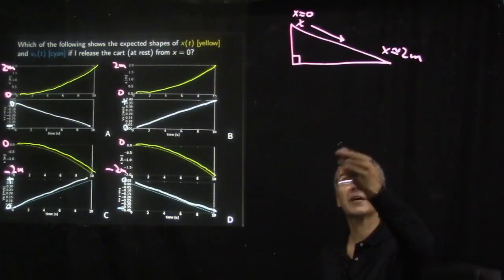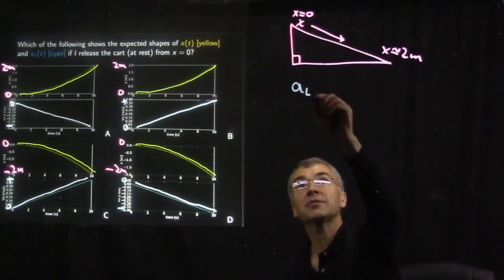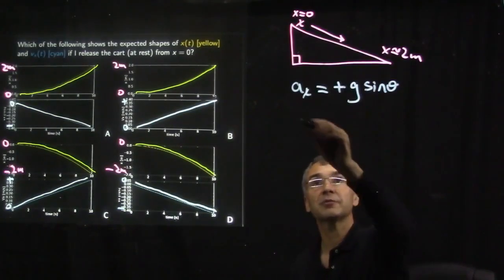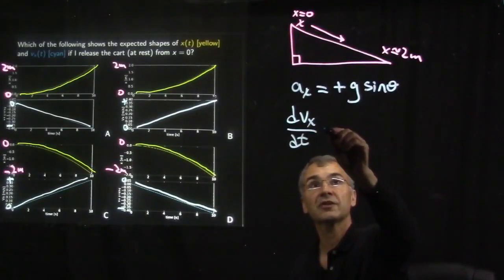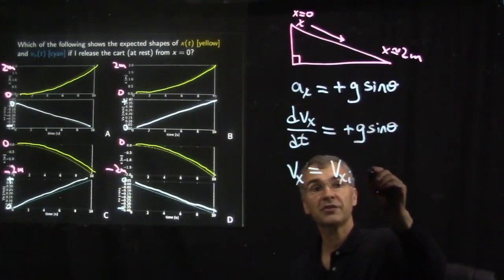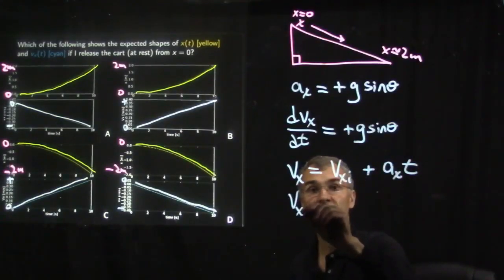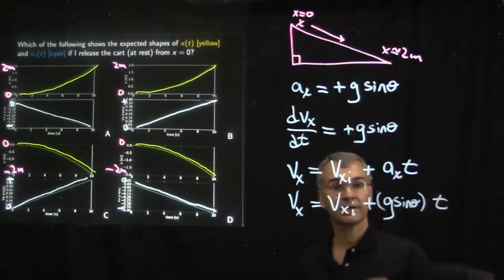We said that the downhill direction is positive x, and we said that a sub x is plus g sine theta, so it should be some small positive number. And remember, a sub x is the rate of change of v sub x. And also remember that v sub x should be the initial value of v sub x plus a sub x t, and a sub x is positive. So we should see v sub x is v sub x initial plus this small positive number times time.